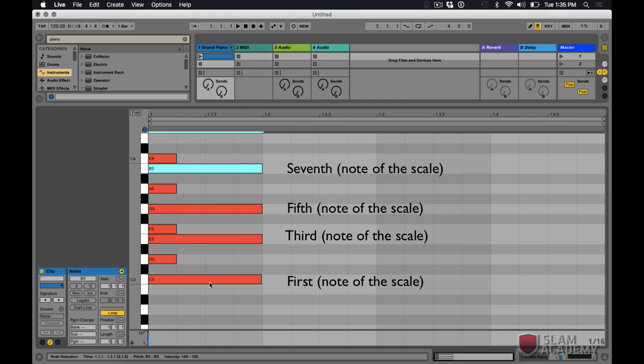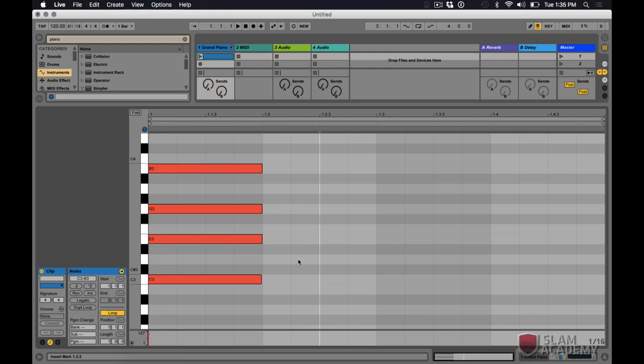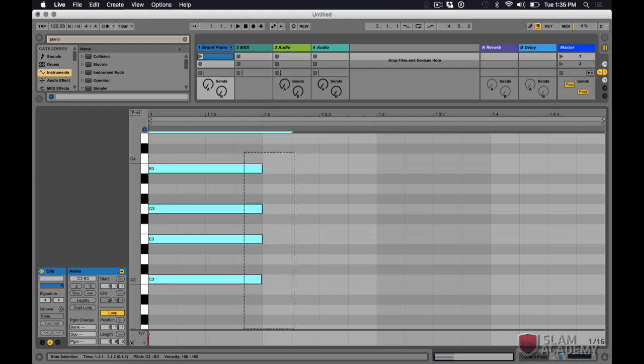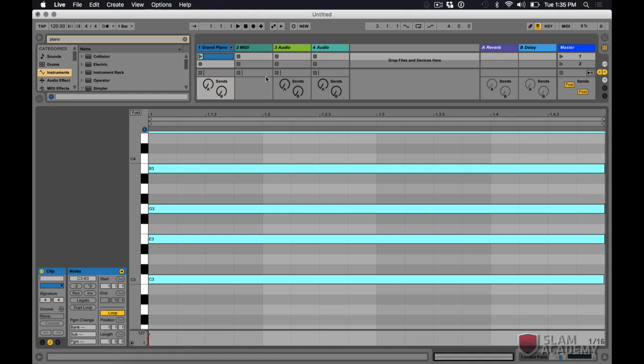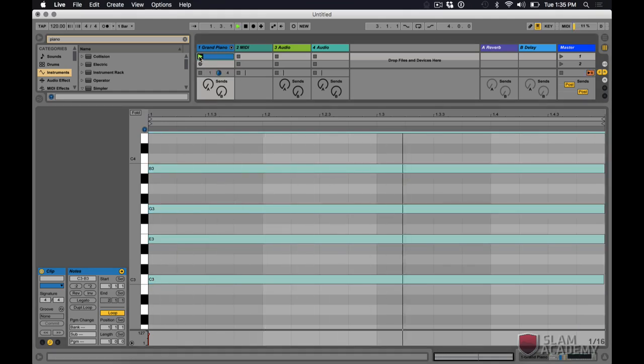Fairly easy, right? So what do they sound like? Well, let's get rid of these other things. Okay. So here is a seventh chord. That's what it sounds like. Let's drag it out a little bit. Right, it's a fairly pretty sound.